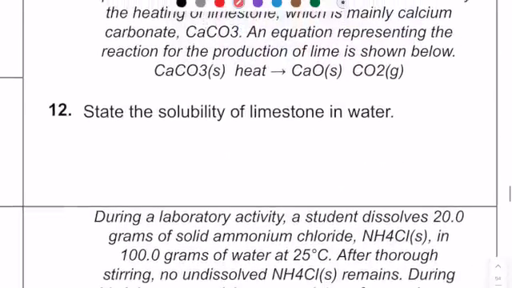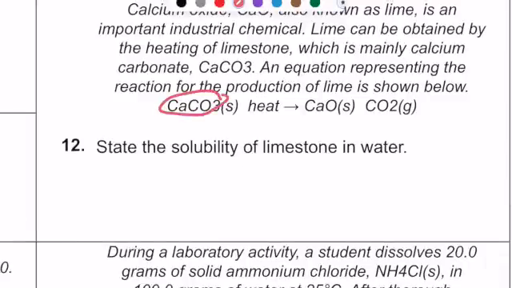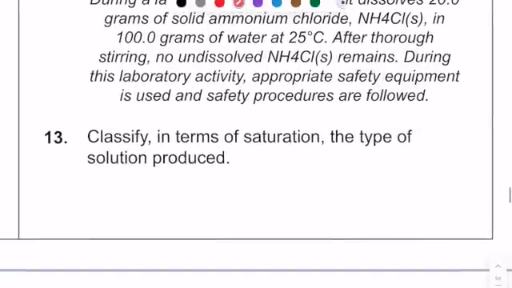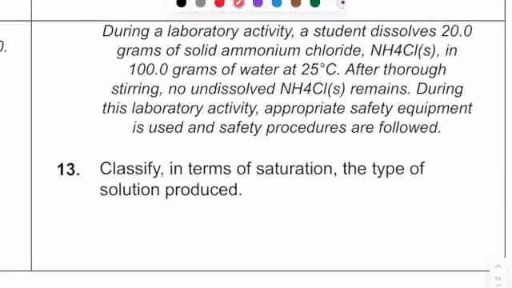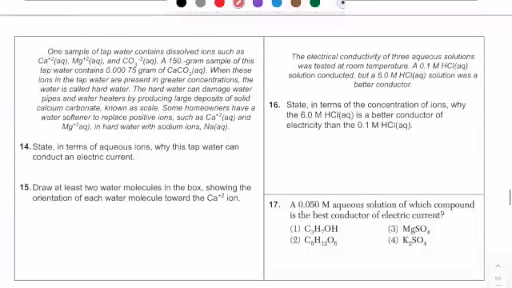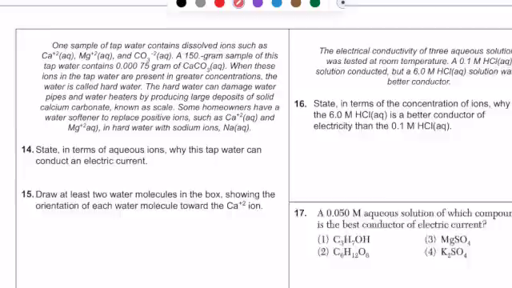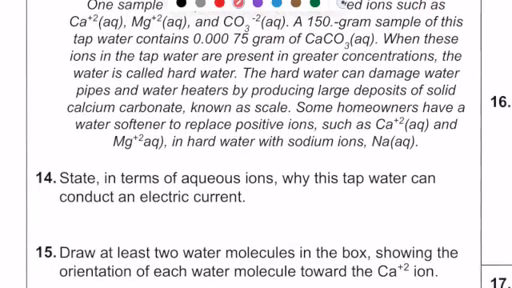So state the solubility of limestone in water. So limestone is calcium carbonate. Just go to table F to get this answer. See if calcium carbonate is soluble. Classify in terms of saturation the type of solution that is produced in this case. So we have 20 grams of ammonium chloride, and after thorough stirring, no undissolved ammonium chloride was left. So that means we have an unsaturated solution if everything dissolved.